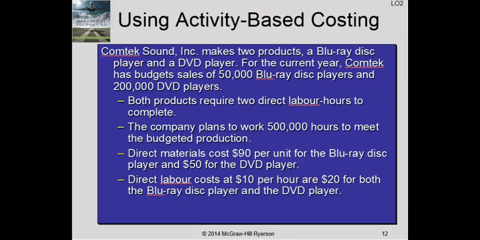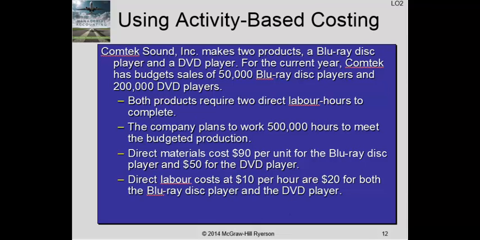Okay, let's do an example here. Comtech Sound makes 2 products, a Blu-ray disc player and a DVD player. For the current year, they expect to sell 50,000 Blu-rays and 200,000 DVDs. Both require the exact same amount of direct labor hours to make. Company plans to work 500,000 hours. Direct materials cost $90 per unit for the Blu-ray and $50 for the DVD player. Direct labor is $20 each.